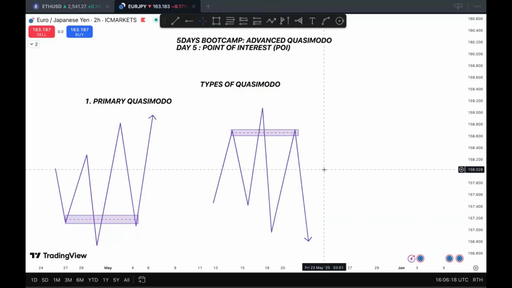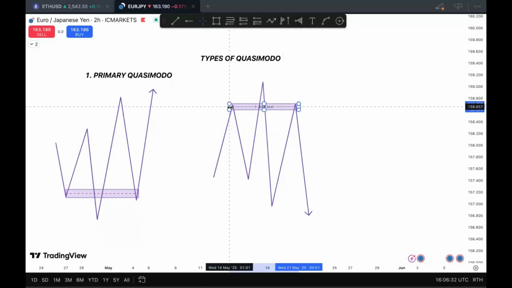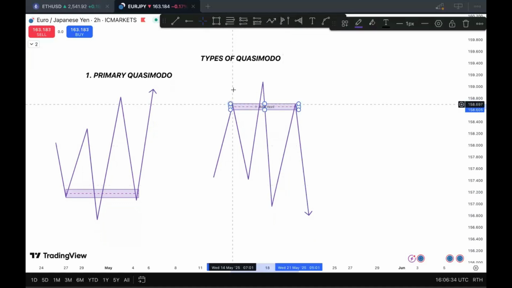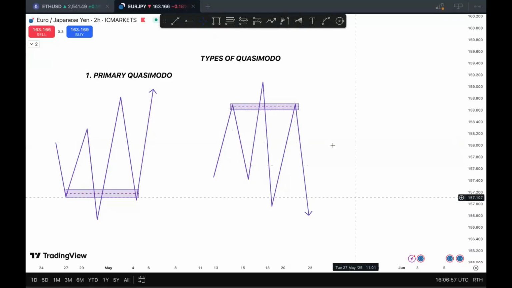The primary Quasimodo does not have structural liquidity. But with this strategy, we don't trade the primary Quasimodo, okay? The Quasimodo is the previous break of structure, which is called the stop zone. That's where the market players stop out lots of traders. They use this shoulder to stop all traders. Usually that shoulder has another block, let's say a breaker block, okay? So this is a primary Quasimodo.